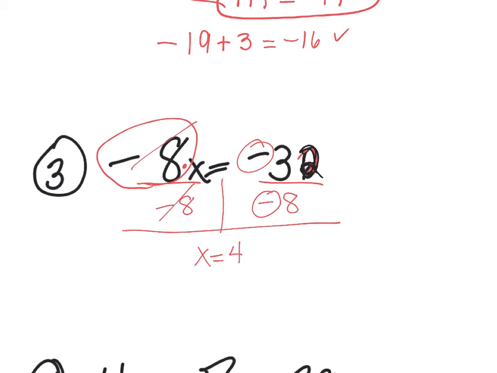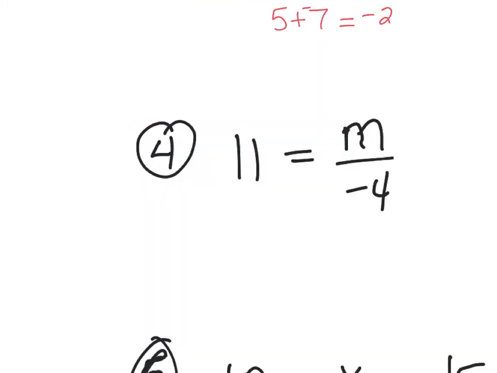So negative 32 divided by negative 8 gives you a positive what? 4. How do we know if we're right? Check it. We're going to plug it right back in for x. Negative 8 times 4. What is that? Negative 32. Is that what we wanted? Yep, and it checks.